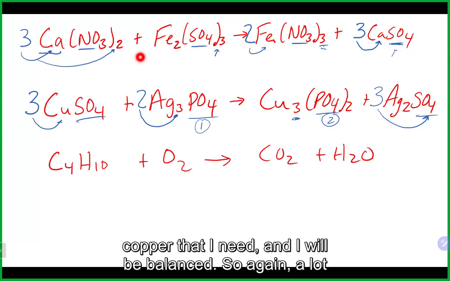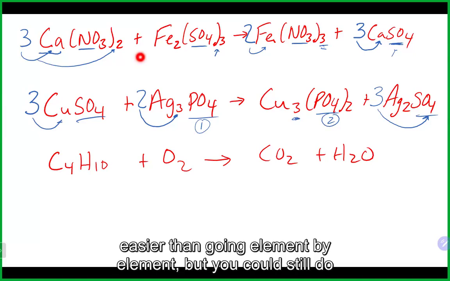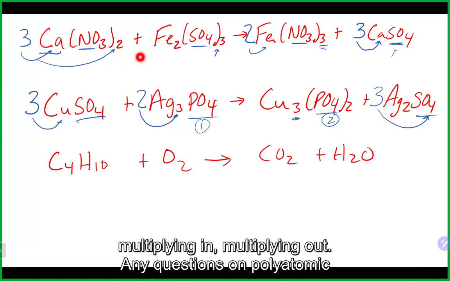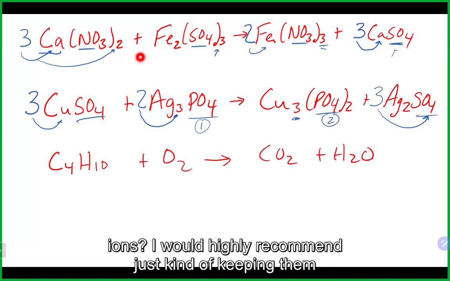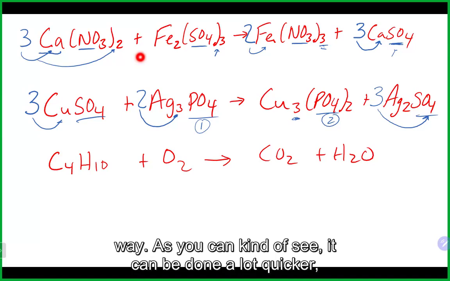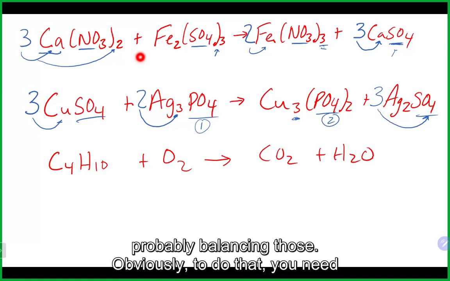So again, a lot easier than going element by element, but you could still do the element by element. Again, just a lot more multiplying in, multiplying out. Any questions on polyatomic ions? I would highly recommend keeping them together to balance them. It can be done a lot quicker, probably.